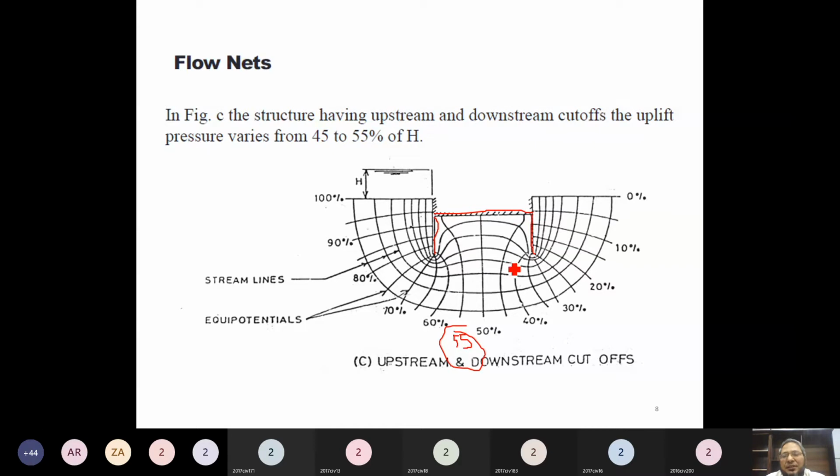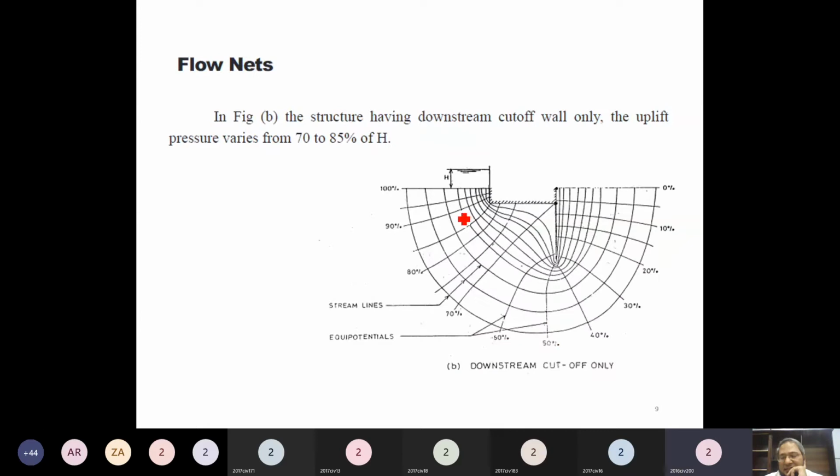How much is the pressure here? About 45% of H. So you can see from here how much the pressure head varies when we provide two sheet piles: 55% on the upstream side and 45% on the downstream side, which is the uplift pressure.